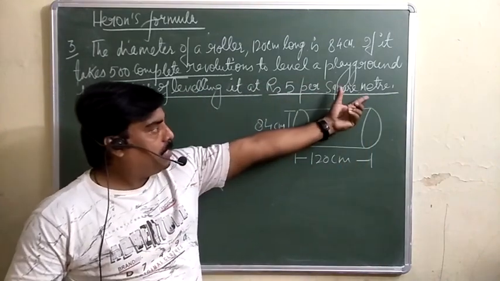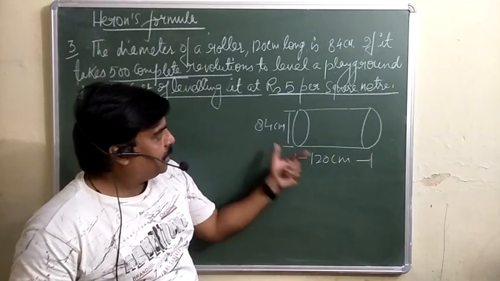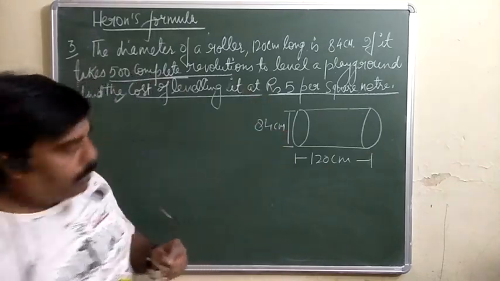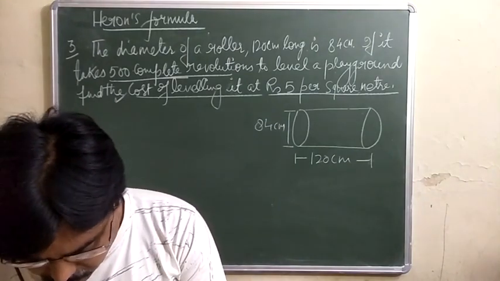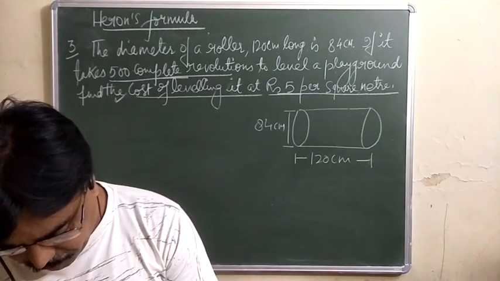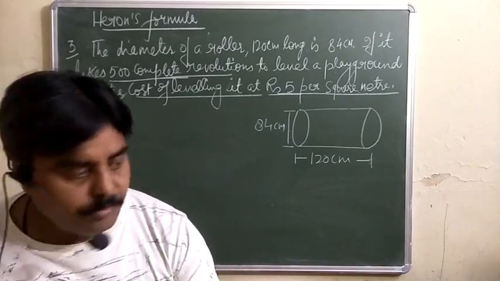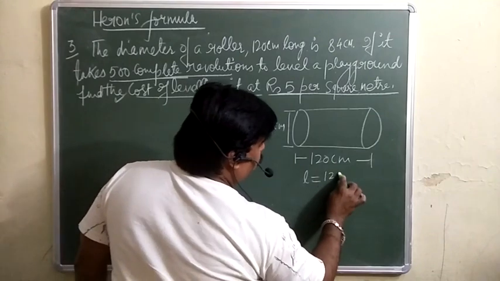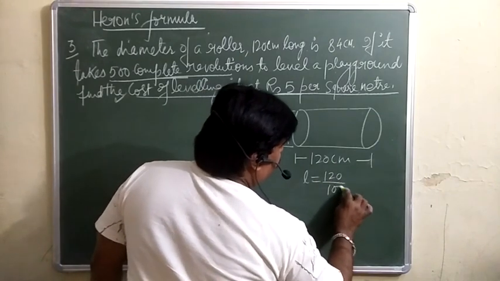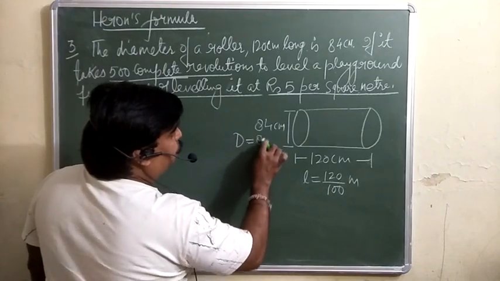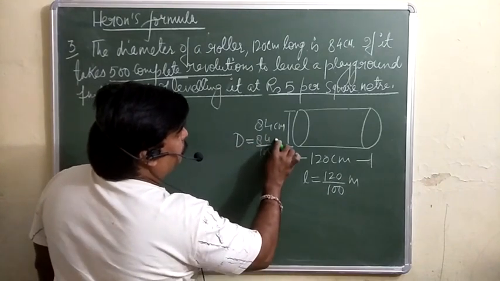Then how much money is required to level this? So rate is given here is 5 rupees per square meter. It means rate is given in square meter, so the length and the diameter must be changed. Let me check. I think they may be given in meter. No, it is given in centimeter. Okay, no problem. See, this is your L, that is 120 centimeter. You can change it to meter. And this is your diameter, that is 84 over 100 in meter.